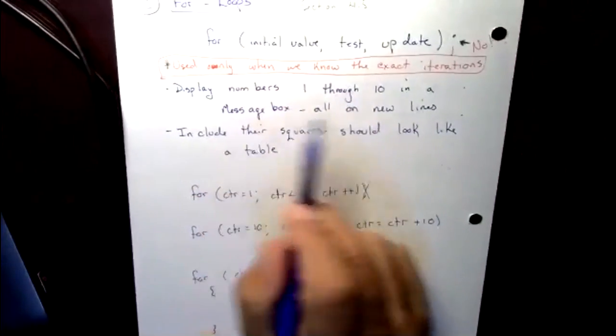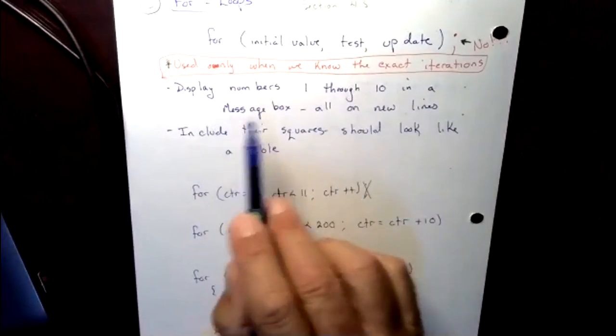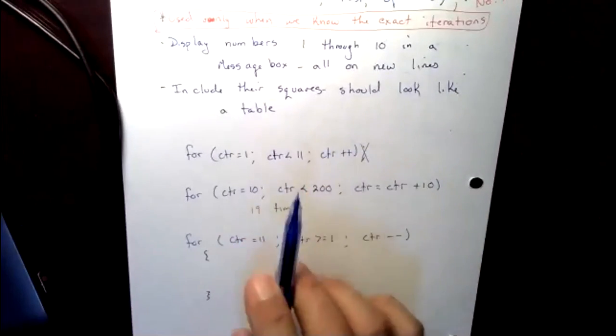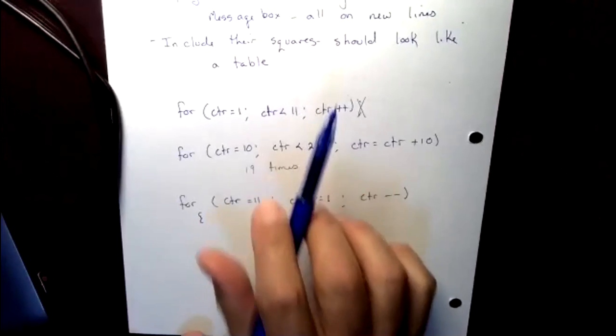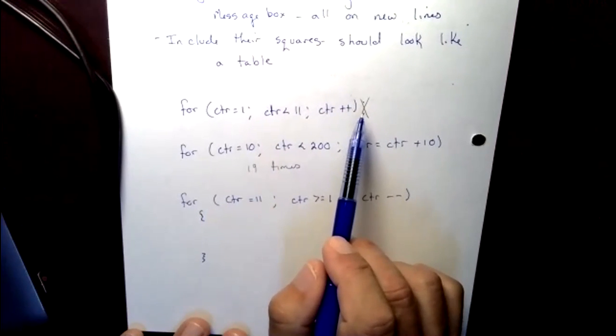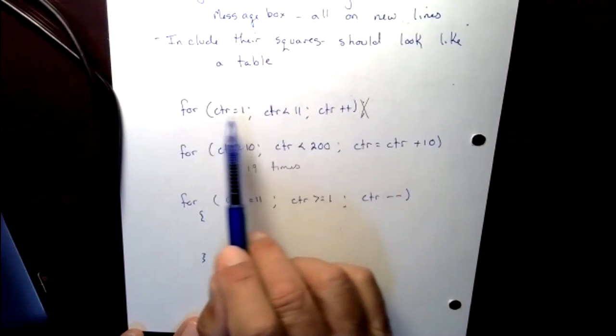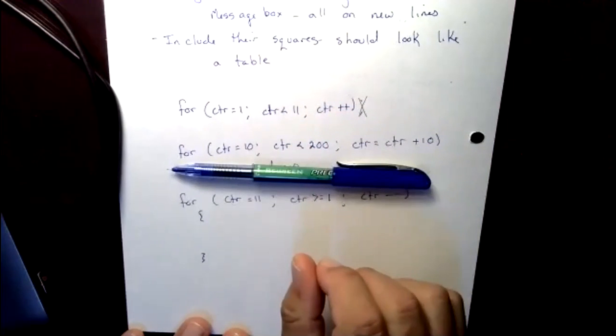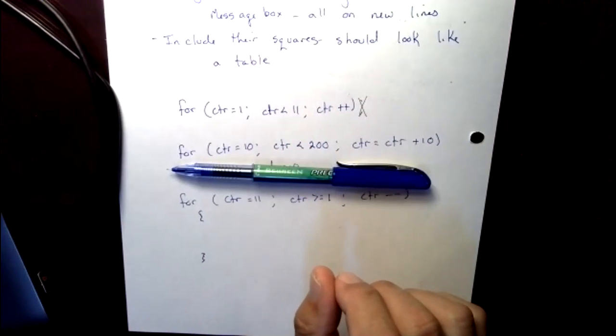All right, display numbers. Yeah, we did some of that stuff with a message box and so on. And we did the squares and we made it look like a table and it was all pretty. Okay, again, you can't put a semicolon there. If there was no semicolon, how many times would this loop run? 10. 10 times, okay.